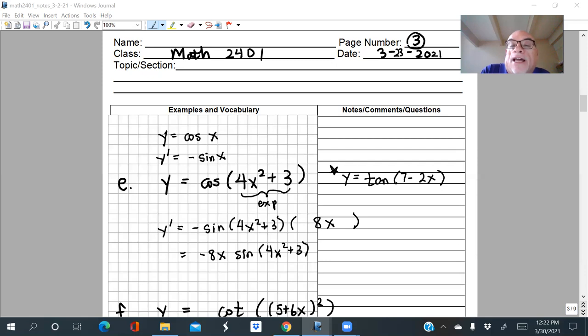Okay, so let's see if we can write this one down quickly. So the derivative of tangent of 7 minus 2x. So where do we start that one? What do we have to put into our derivative first?